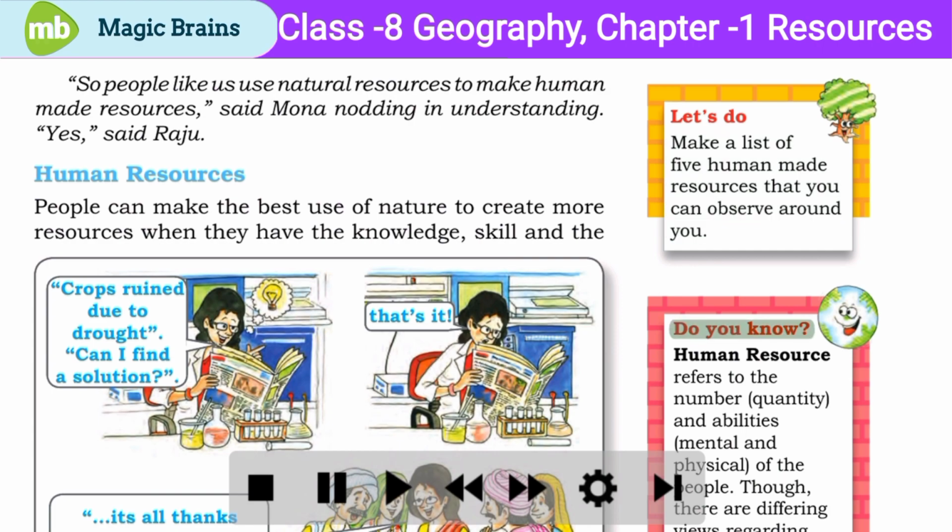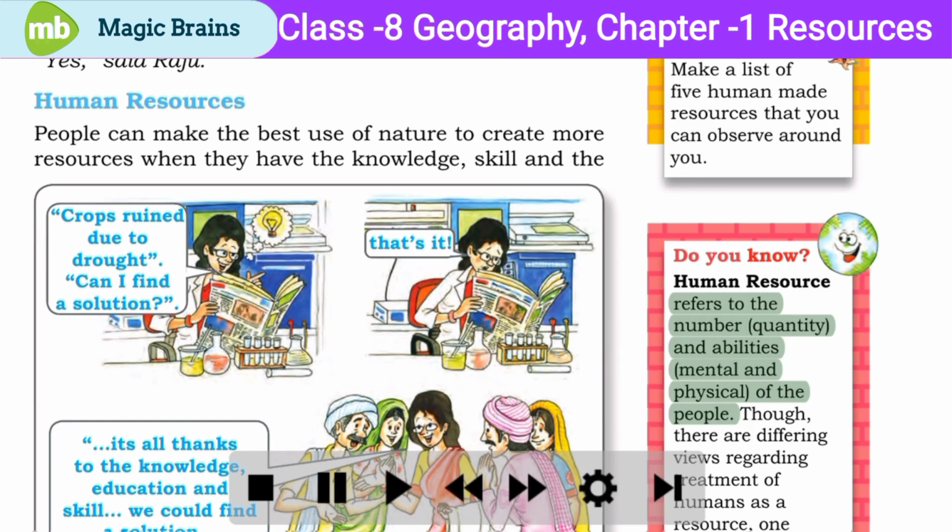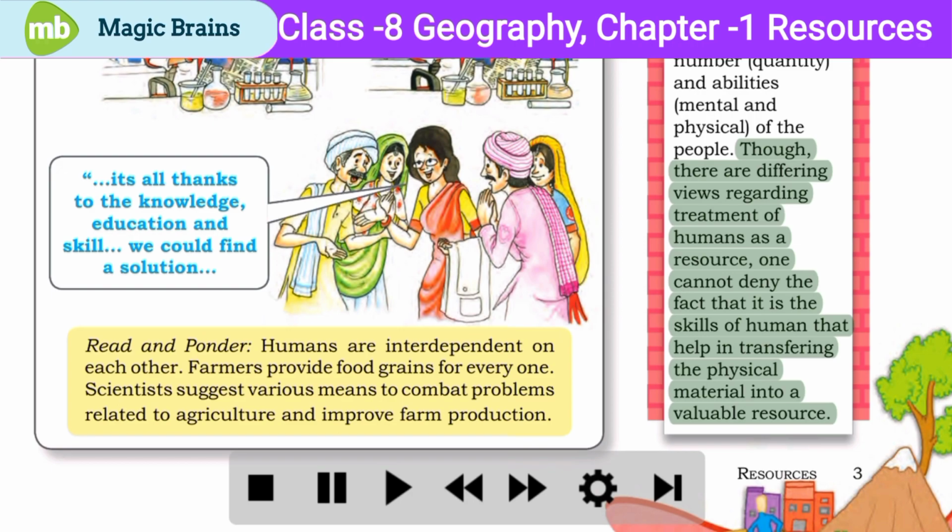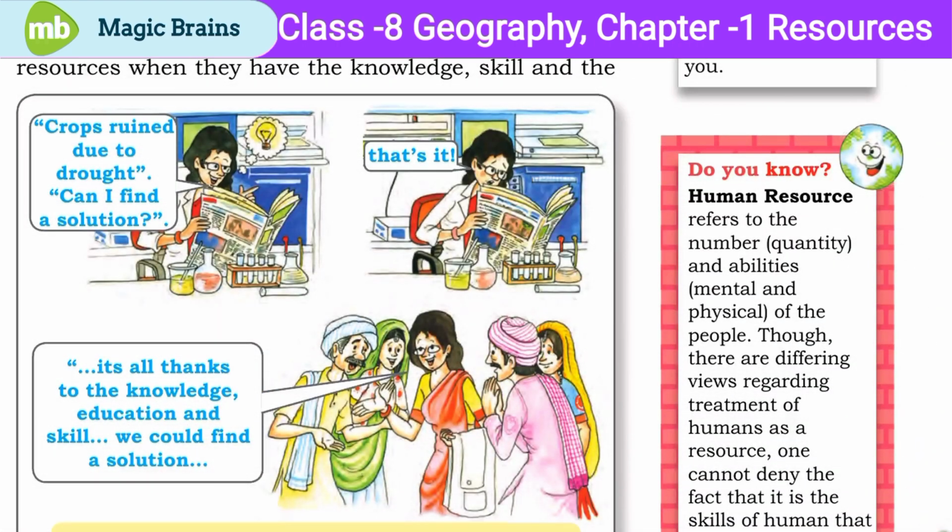Red one reads, do you know? Human resource refers to the number, quantity, and ability, mental and physical, of the people. Though there are differing views regarding treatment of humans as a resource, one cannot deny the fact that it is the skills of humans that help in transforming the physical material into a valuable resource. At the bottom of page number 3, there is a box.